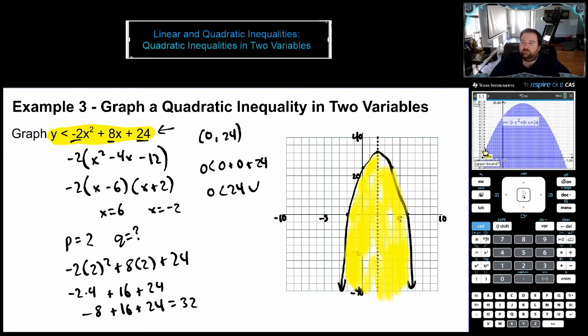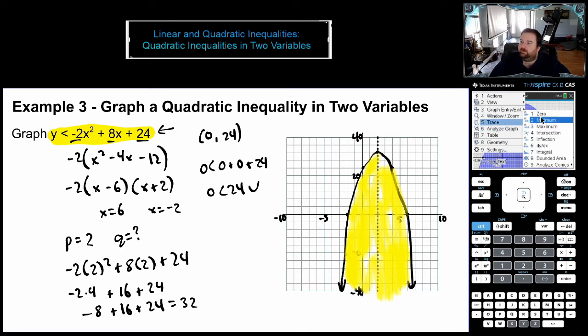Click before a visual zero and after it, and we can see the first zero is negative 2 and 0, which we identified, x equals negative 2. Let's do this again, analyze graph 0 and find the other one. It's positive 6, and so there it is as well.